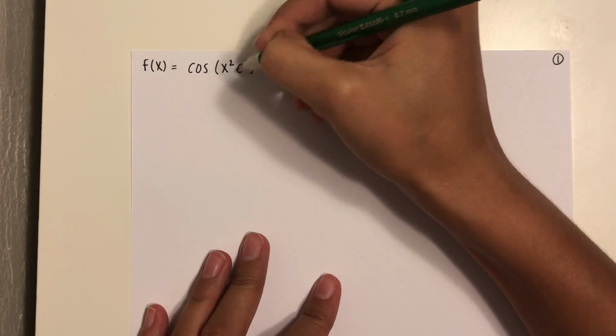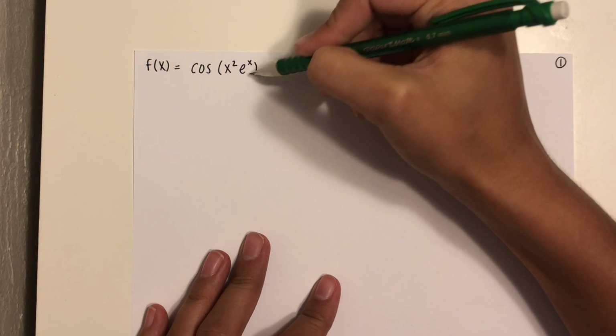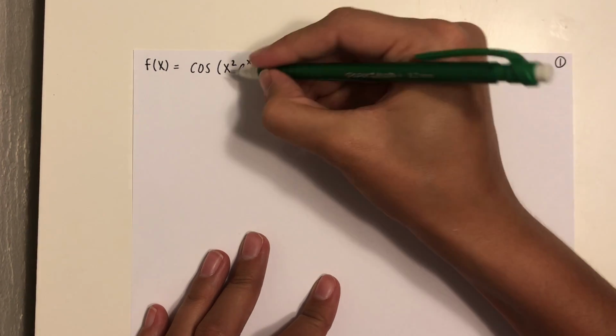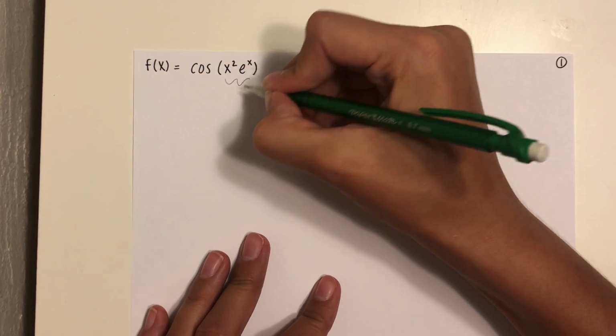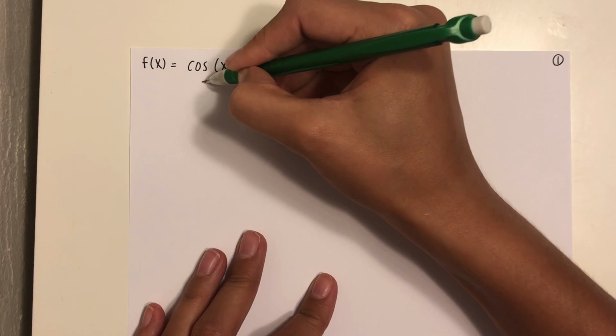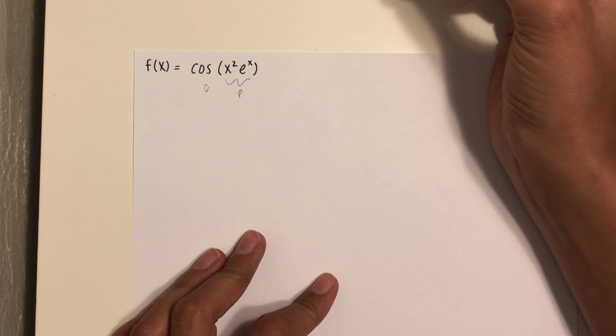You see we have two functions here being multiplied together, so x squared and e to the x are being multiplied together, and then that product is inside of the cosine function. So this part right here is going to be the product, and then the combination here is going to be chain. So how do you approach it?